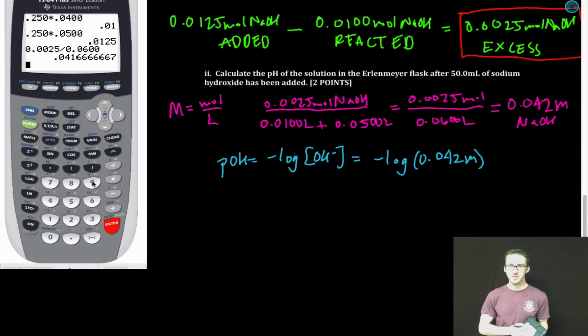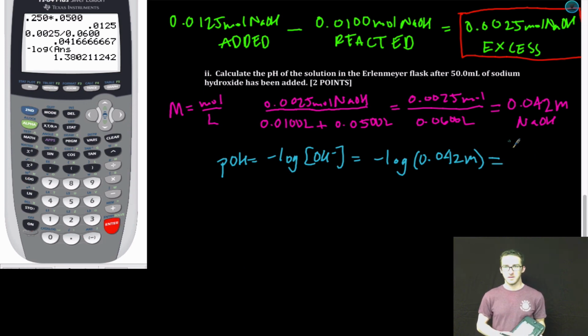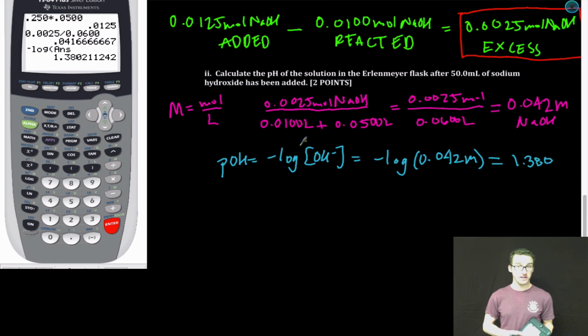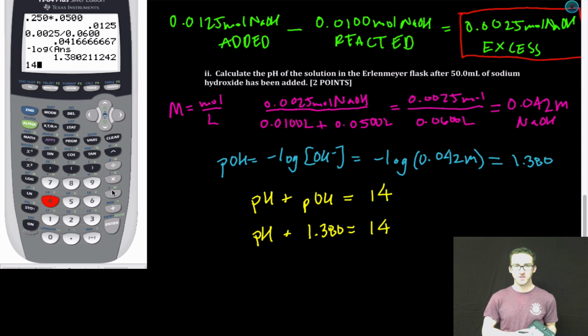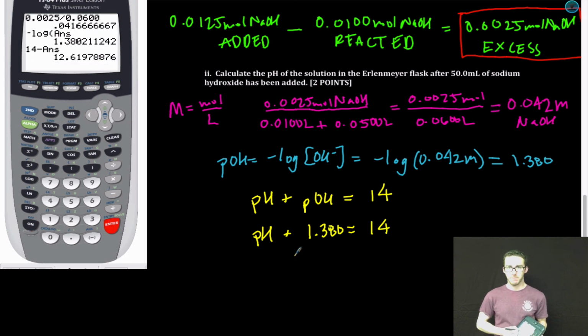So a quick jump to my calculator. My pOH is 1.380. Finally, recall the relationship between pH and pOH, that when you sum them together, you'll get the value 14. We're looking for the pH. We know the pOH is 1.380. Simply going to subtract my pOH from 14. 14 minus 1.380 equals a pH of 12.620. Boom. Free response done.